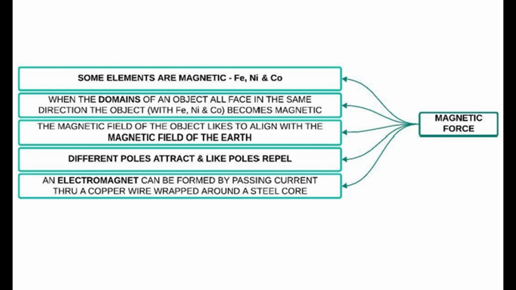We can make an electromagnet by coiling copper wire around the steel core and then passing a current through it. In this way, you can turn on the magnet with electricity and then turn it off.